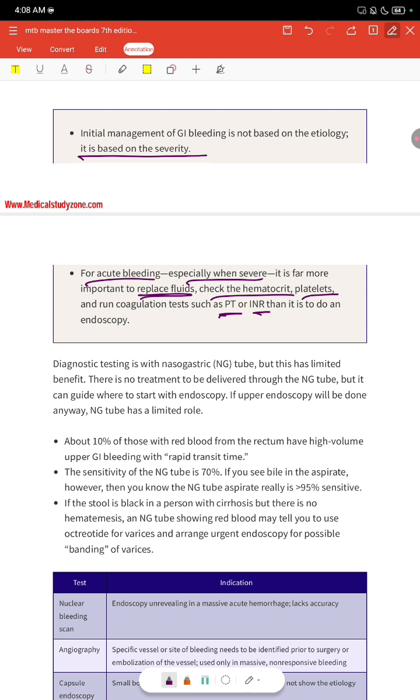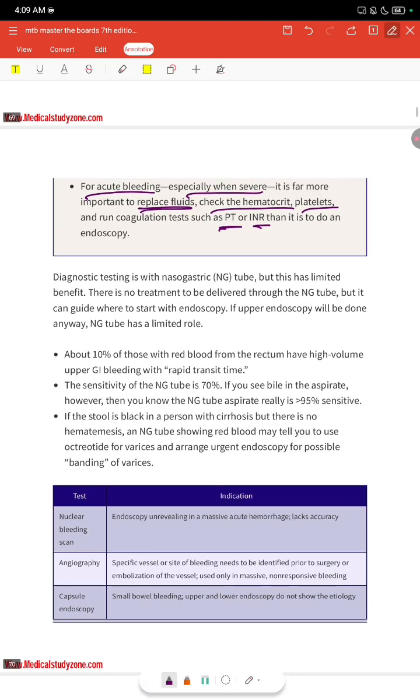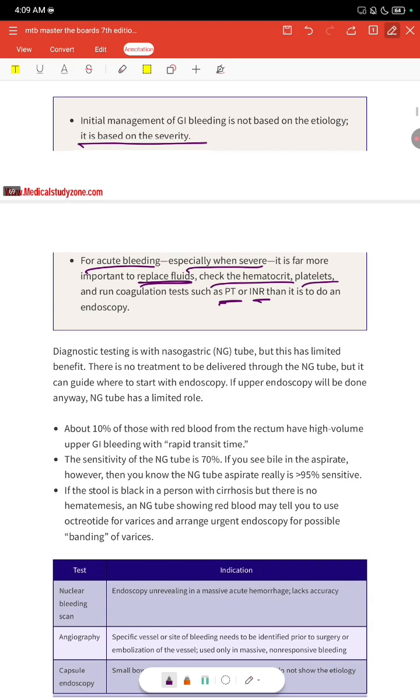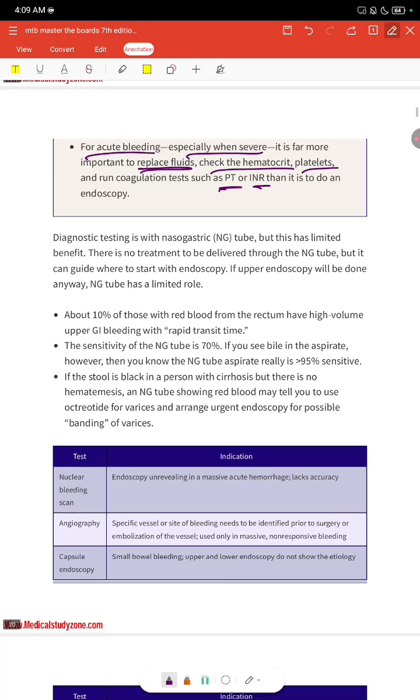The first priority that we must prioritize is to replace the fluids, check the hematocrit, platelets, and run coagulation tests, PT or INR. We will deal with the cause of the bleed later on. That's why it is important to note that the initial management of GI bleeding is not based on the etiology, it is based on the severity.